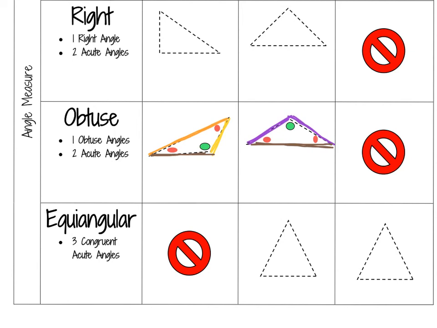So this guy right here is equiangular isosceles. This guy right here is equiangular equilateral. And we know that no matter what, we are equiangular. And that means they all have to be acute. So all of these in here would be acute angles.